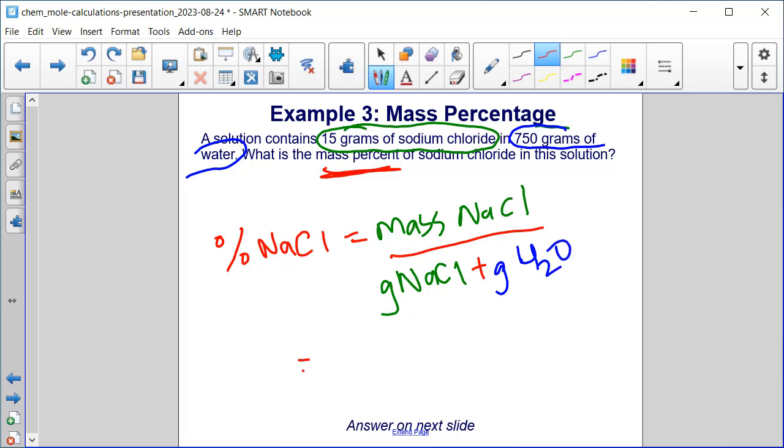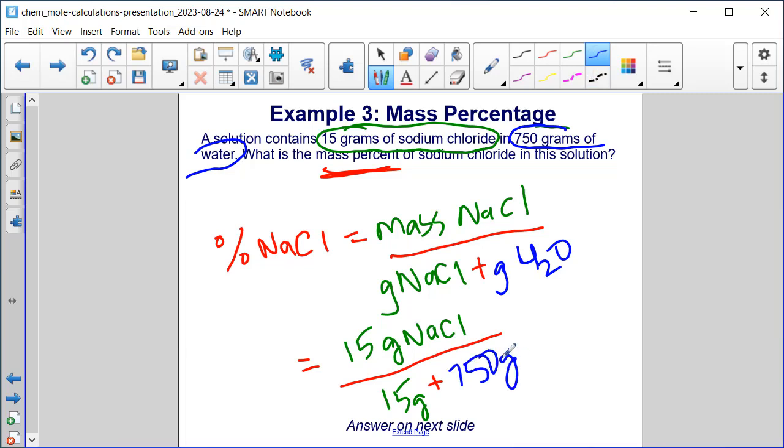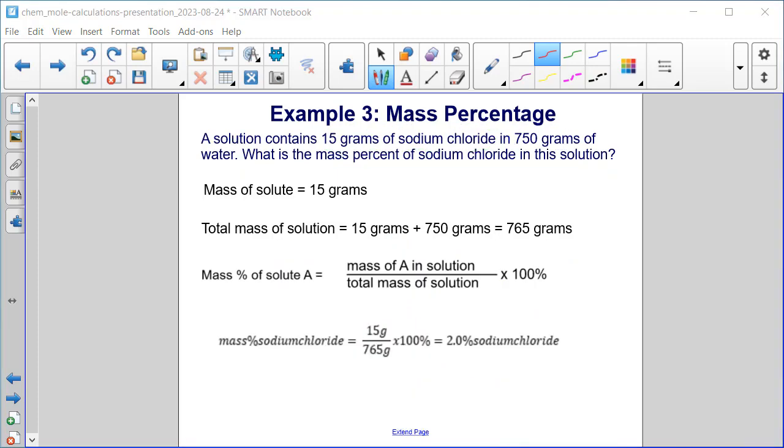If we substitute here, we get 15 grams of sodium chloride divided by 15 grams plus 750 grams. So we take 15 grams over our total, 765 grams, multiply by 100 to get a percent, and we get 2.0%, or about 2% sodium chloride by mass.